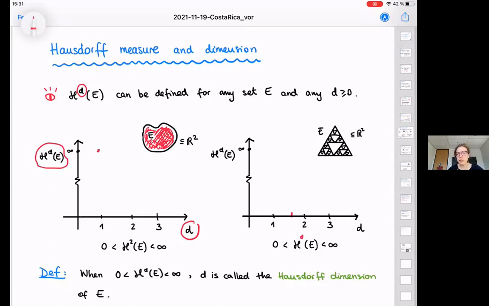And what happens with 3? Let's look at what happens when the dimension is 3. What is the volume of this red region? 0. No volume. So it's 0.